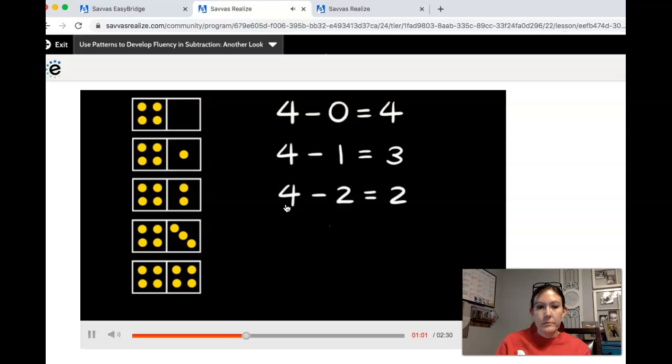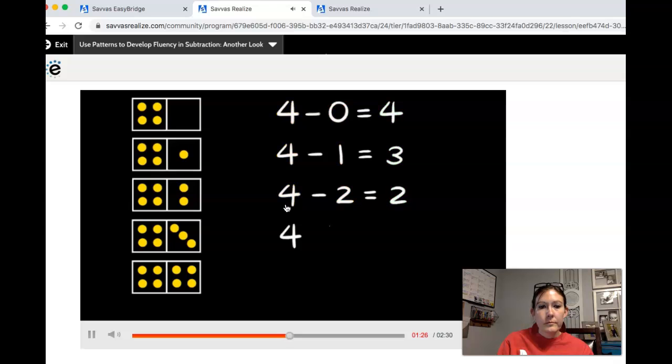Can you see the pattern now? The whole 4 stays the same in each equation. As the part we know goes up by 1, 0, 1, 2, the difference goes down by 1, 4, 3, 2. See that? We can use the pattern to write the next 2 equations.